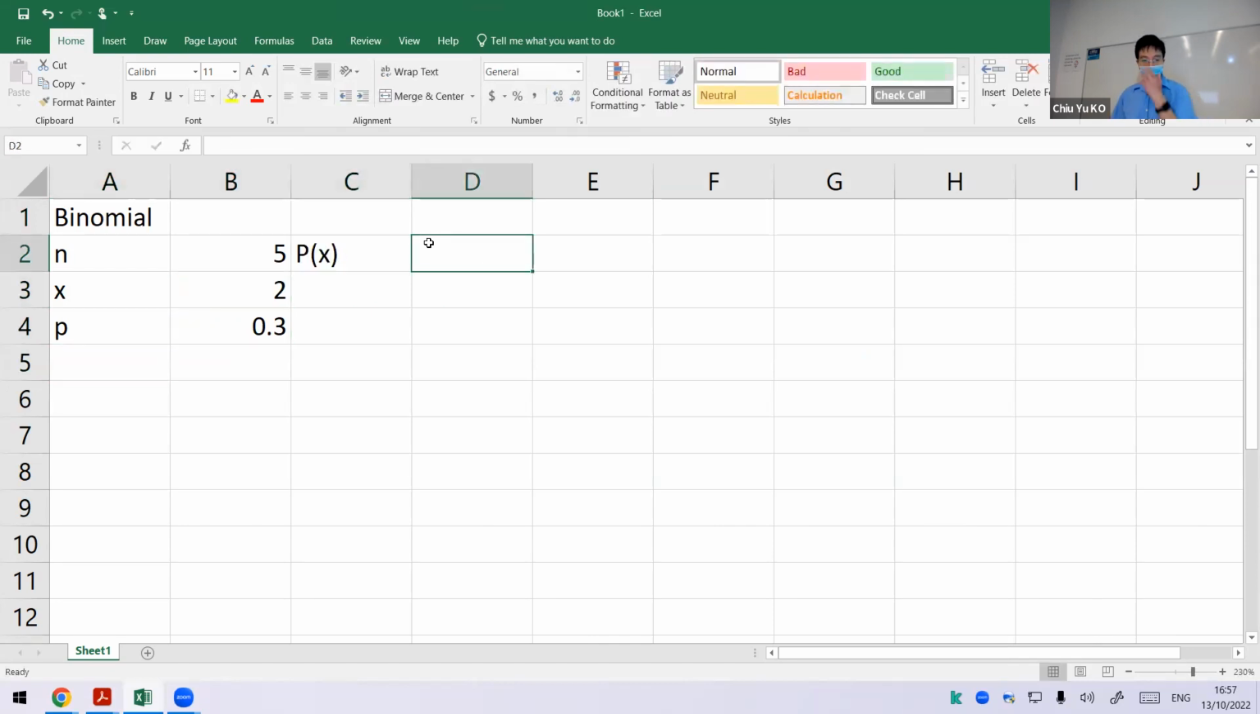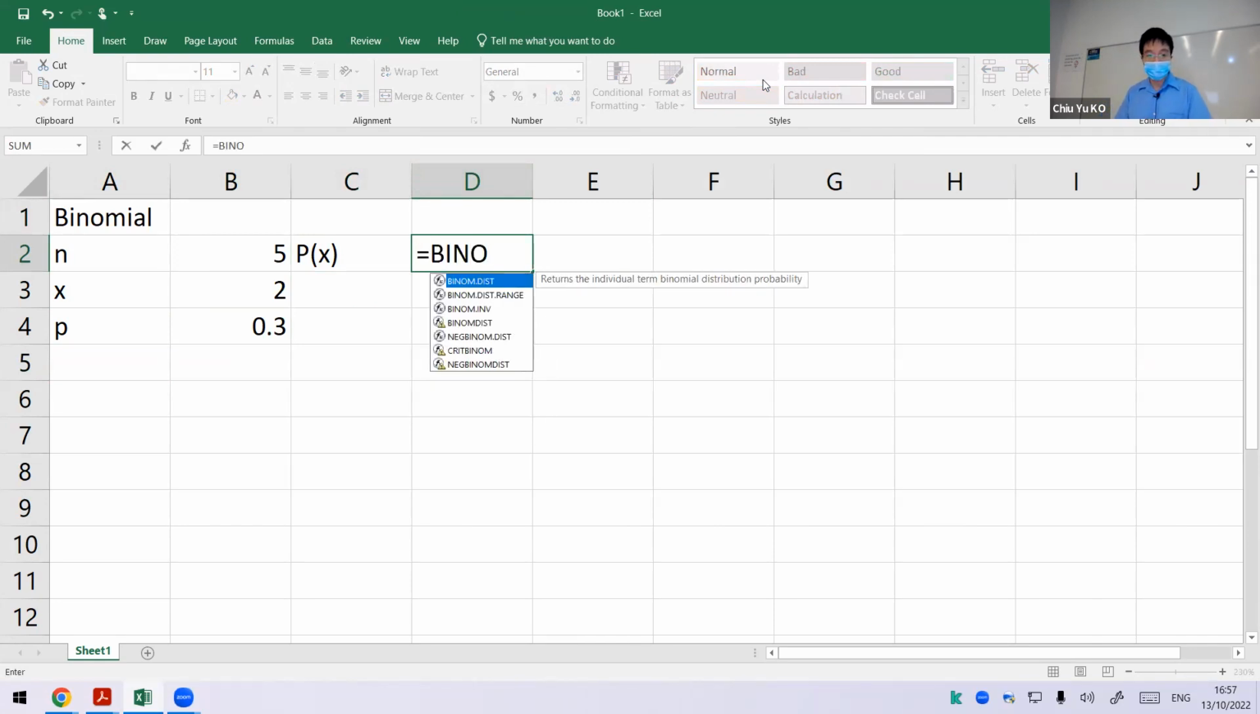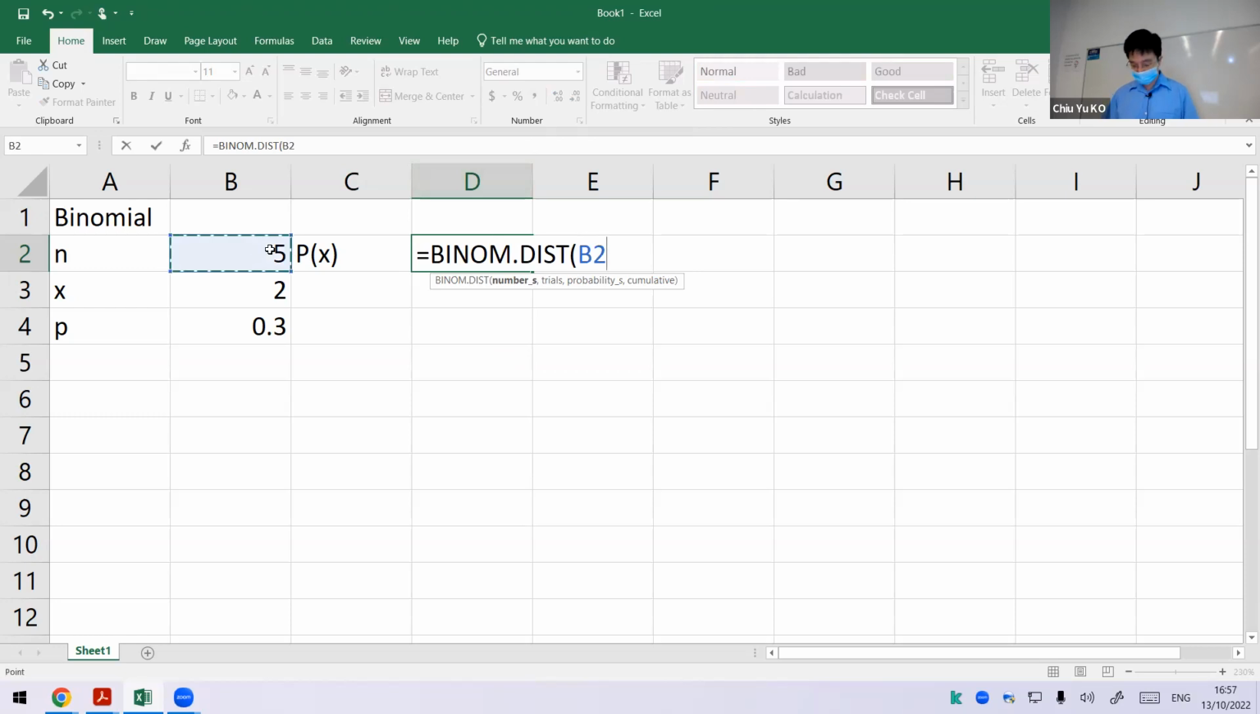So how can you do that? It's just BINOM.DIST. And you put the number of... no, x. This is x first. Sorry, x is 2. Number of trial is 5.